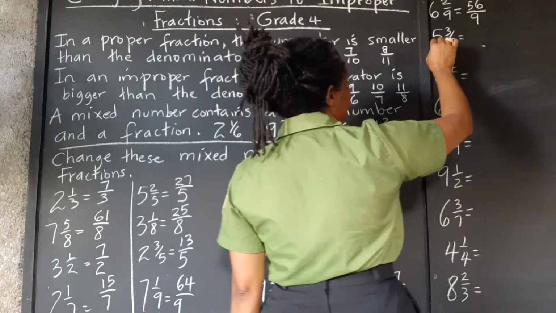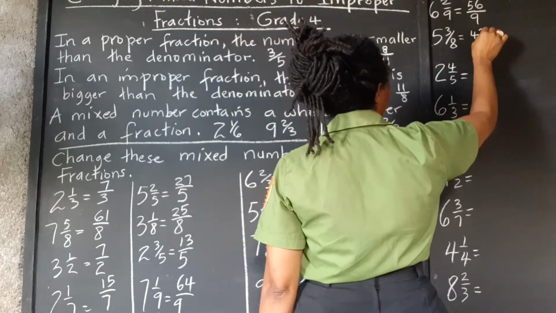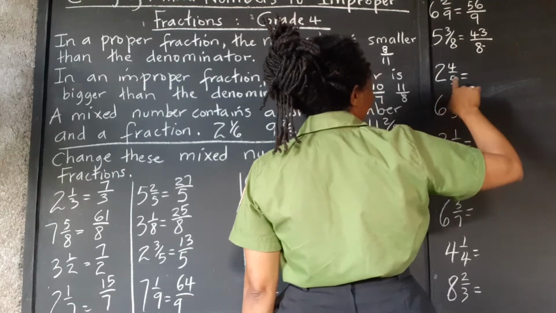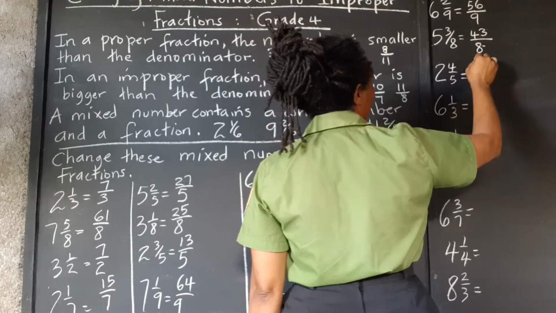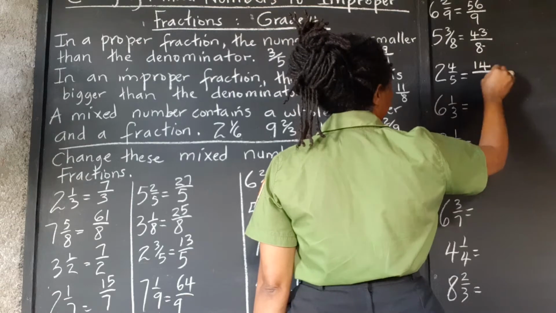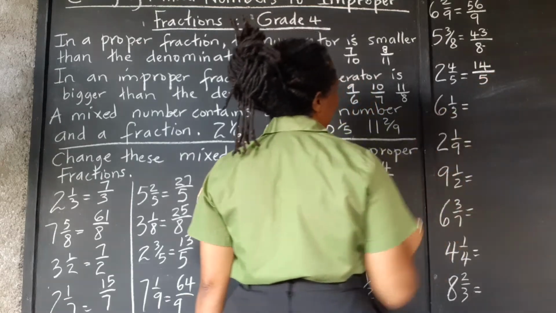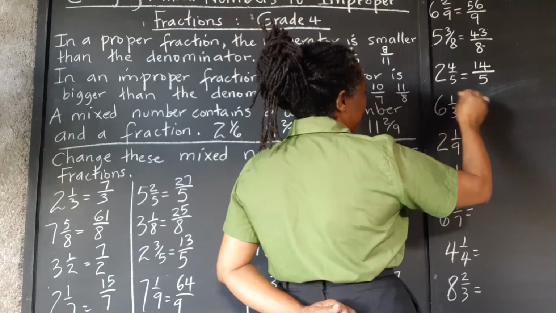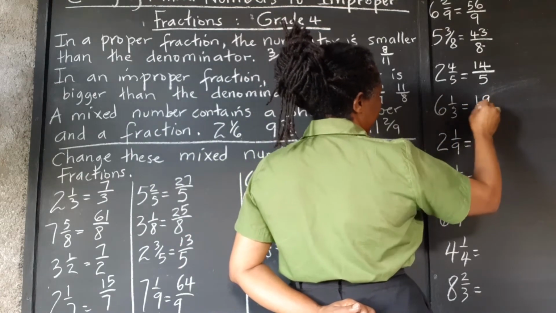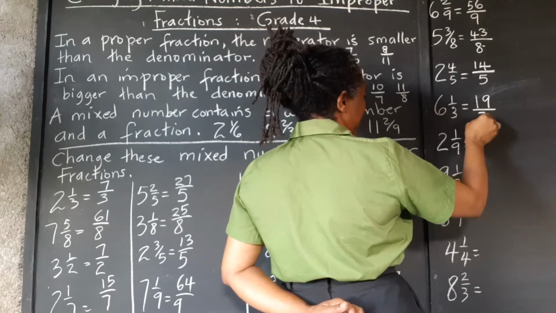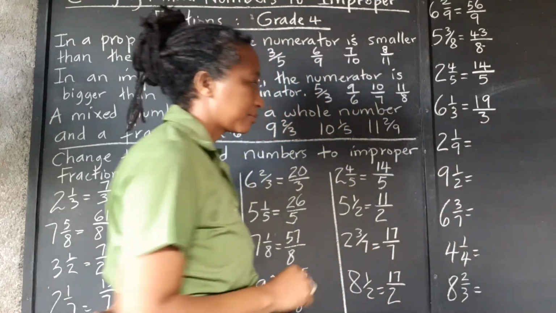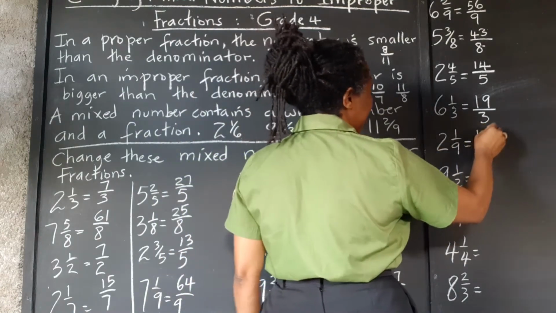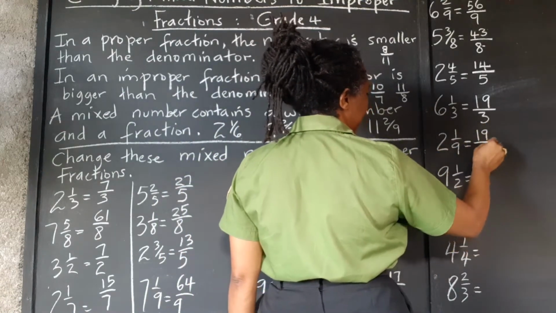Okay. 8 times 5 is 40 plus 3, 43. And the denominator is 8. 5 times 2 is 10 plus 4, 14. The denominator is 5. 6 times 3 is 18 plus 1, 19. The denominator is 3. 9 times 2 is 18 plus 1, 19. And the denominator is 9.